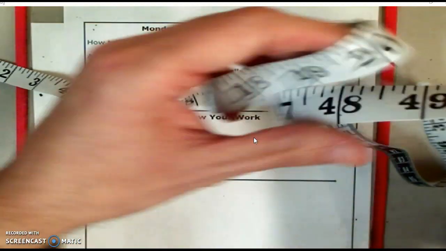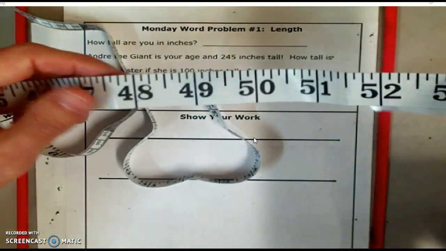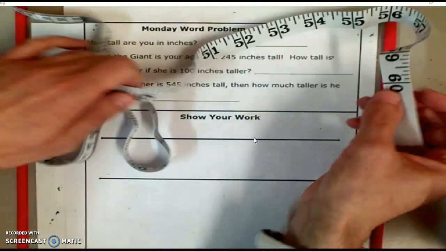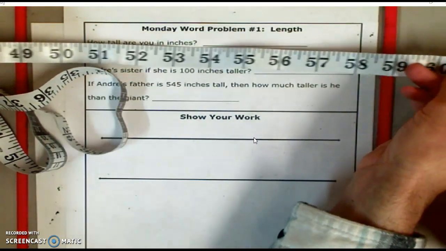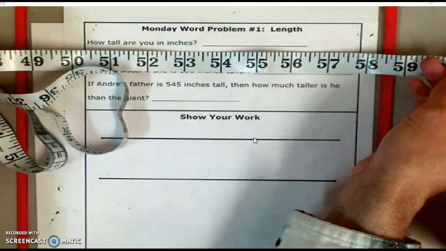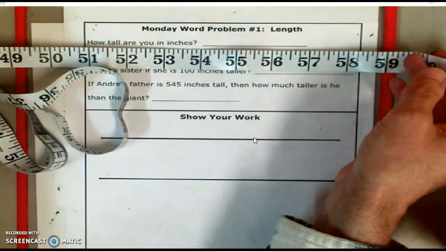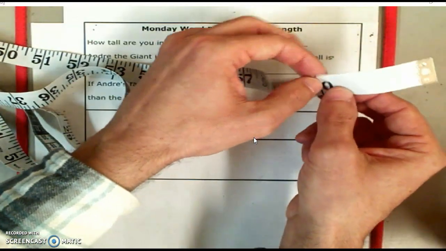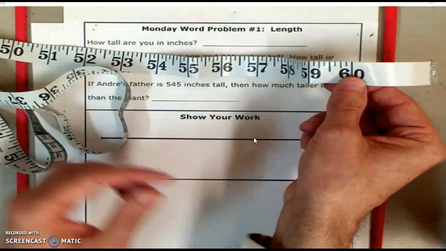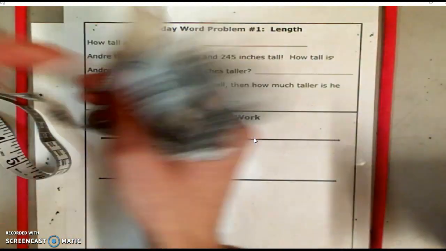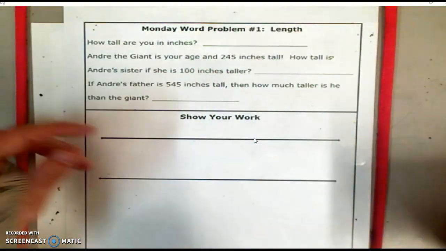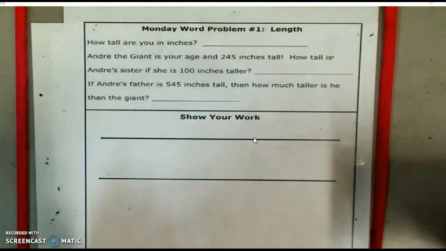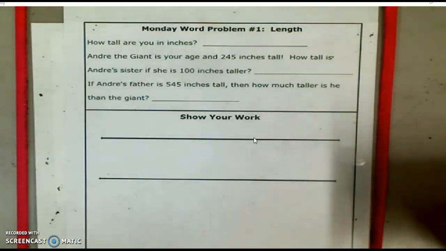Most of you, I'm going to guess, are somewhere between 48 and 60 inches. If you are particularly tall, I don't think anyone's going to be more than 60 inches, you would have to go to the beginning again, but I don't think that's going to happen. So that'll be kind of fun, right? Figure out how many inches you are. And then we can compare that to this word problem, which is about Andre the Giant. So let's take a look at that.